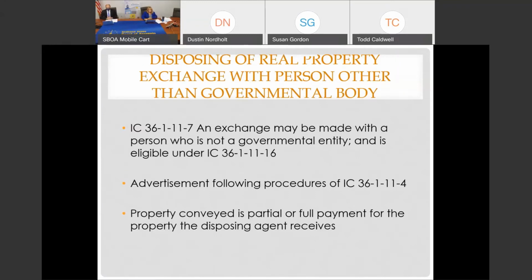Okay, there's also disposing of real property, exchanging with a person other than a governmental body. And that is possible under this section. Exchange can be made with a person that's not a governmental entity and that is an eligible person. The advertising that was required in those general provisions of Section 4 are required. And property conveyed should be considered partial or full payment for property the disposing agent receives under this section.